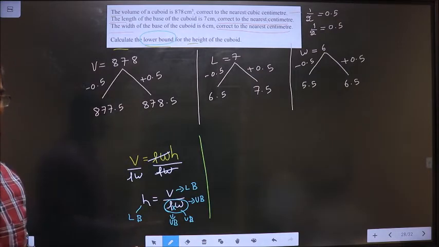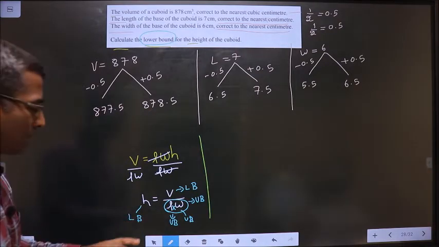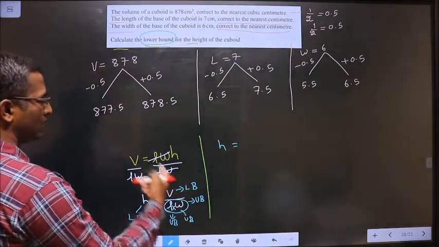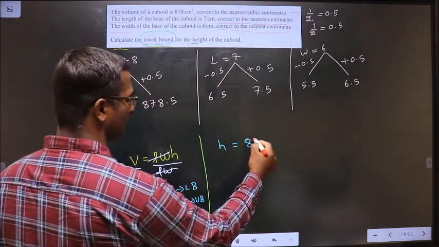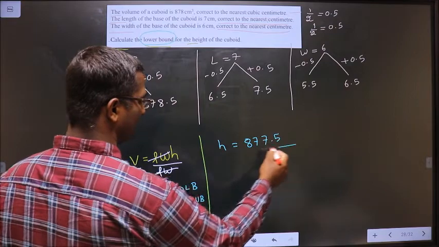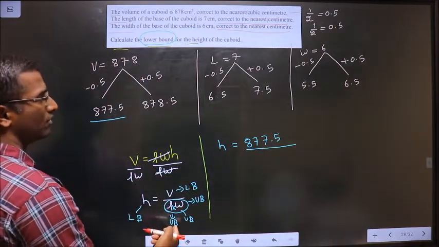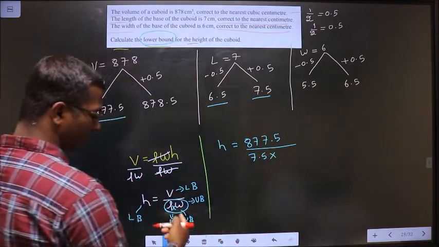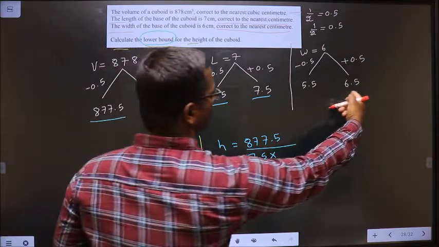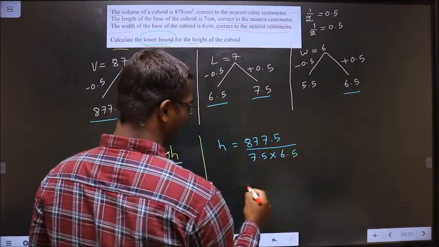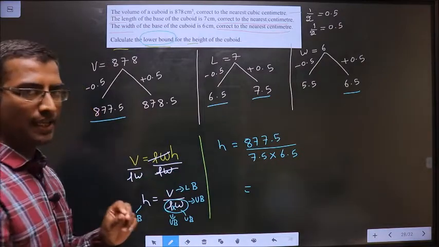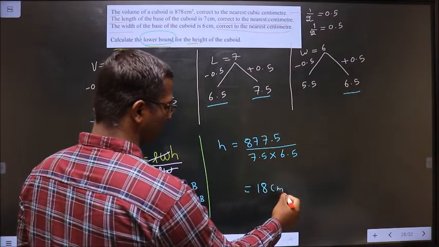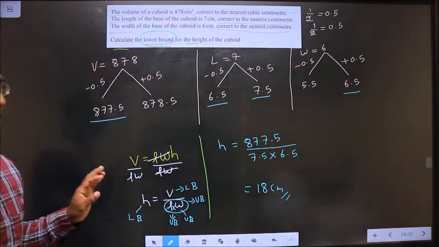Am I clear? So now let us replace the values. So h equal to V lower bound is 877.5 by L upper bound is 7.5 into W upper bound is 6.5. Put this entire thing at once in calculator. You get the answer to be 18. So this is the answer. Am I clear?